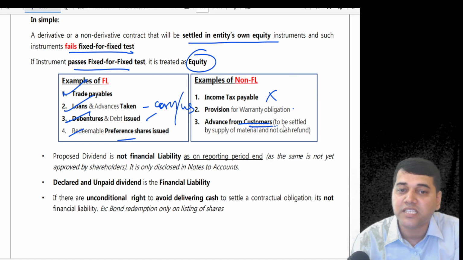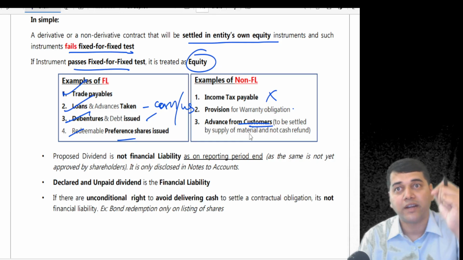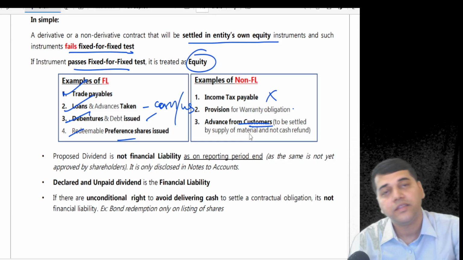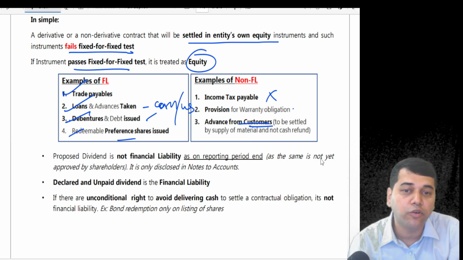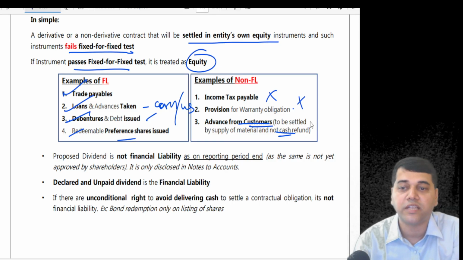And advance from the customer, how are you going to settle it? Will you refund that advance? No. If your contract says to refund the advance, then you call it a financial liability, but you are not going to refund, you are going to give the material. That's why it is a non-financial liability.